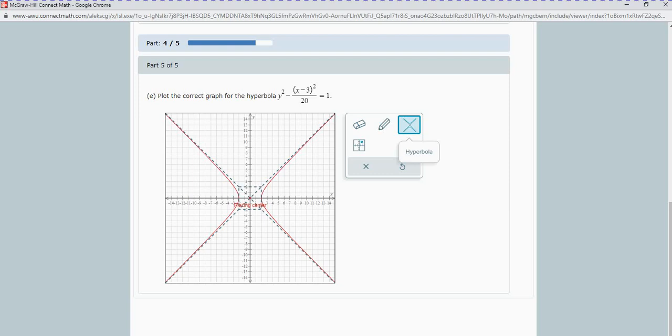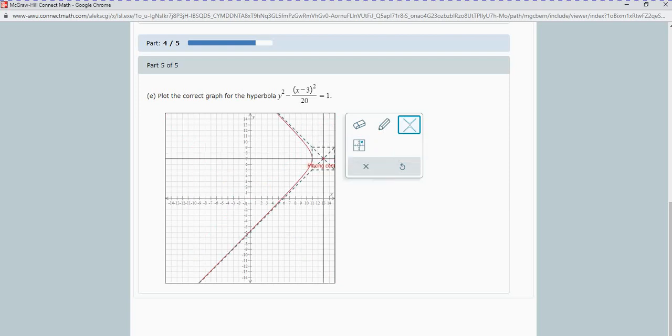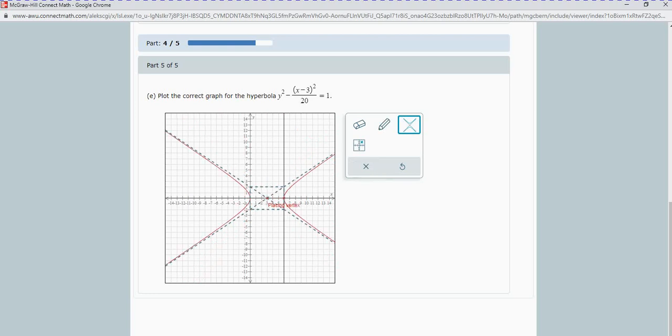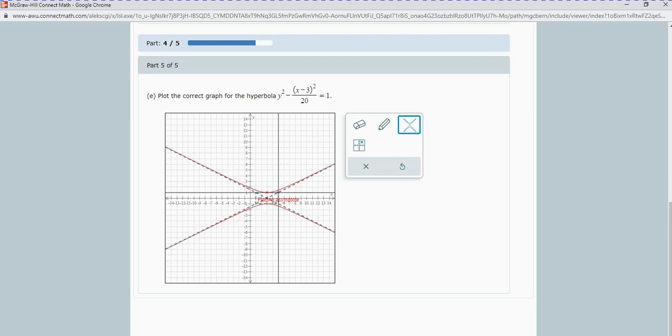Now number 1, we're going to need the center. We know our center is at 3, 0, so I'm going to go ahead and place that. Okay, now we need to place a vertex. We have a vertex at 3, 1, so we can go ahead and place that. Now we need to place the asymptote. This is where it gets complicated.